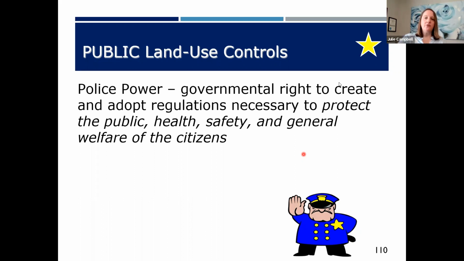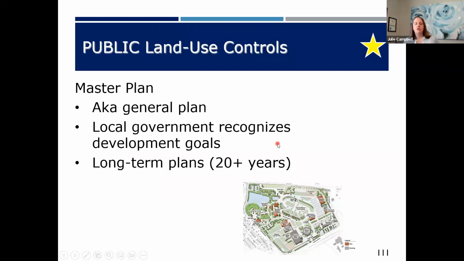With the public land use control, the governmental authorities at the top that are regulating it use a master plan. And this is what helps them approve things. This is what helps them recognize various long-term goals that we have. Does your proposal, for example for a new subdivision, comply with our master plan?